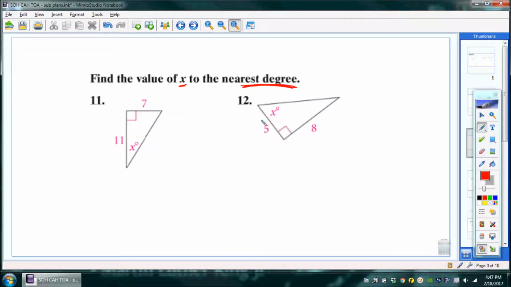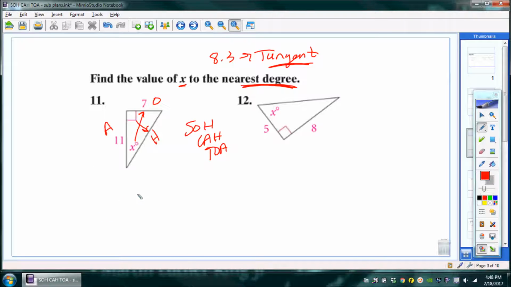We're asking you to find the value of X to the nearest degree. So they're telling us to the nearest whole degree. So we need to figure out if we're going to use sine, cosine, or tangent. I mean, it is section 8.3, which is called tangent. So probably going to use tangent, but it's always good to check. So my reference angle is X. I have opposite. Hypotenuse is opposite of my 90 and adjacent. So I have tan of X equals opposite over adjacent.